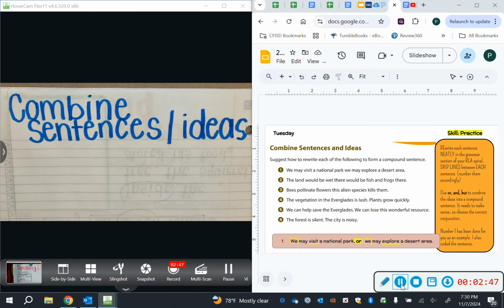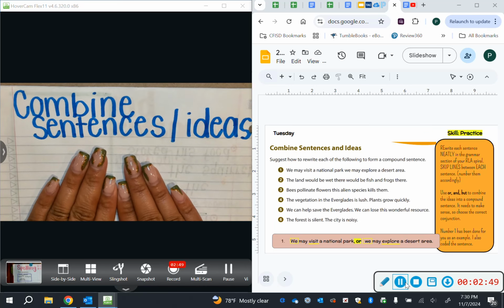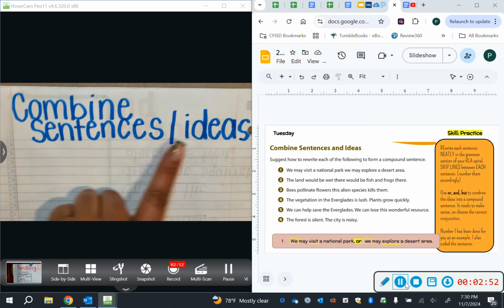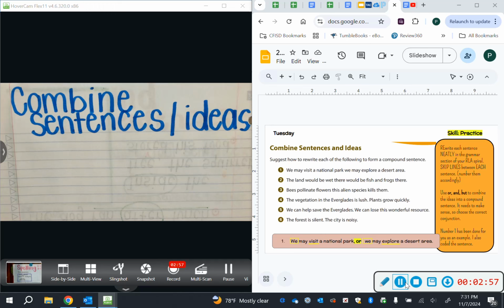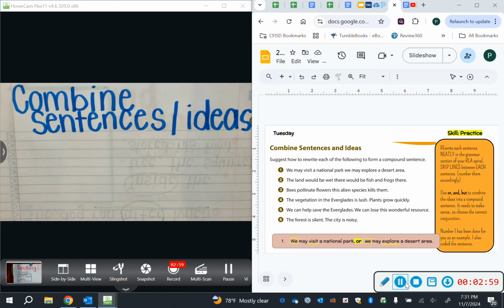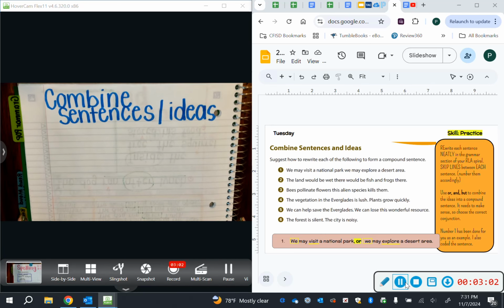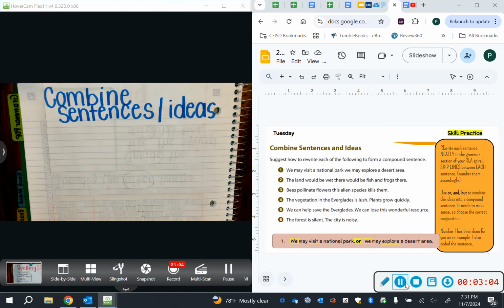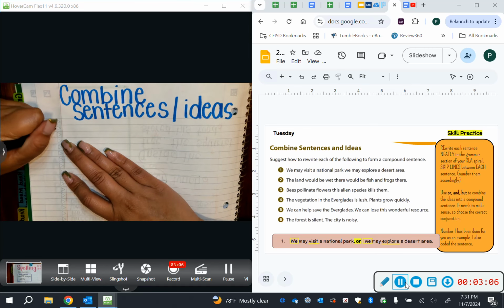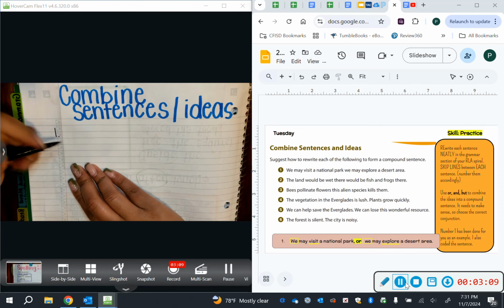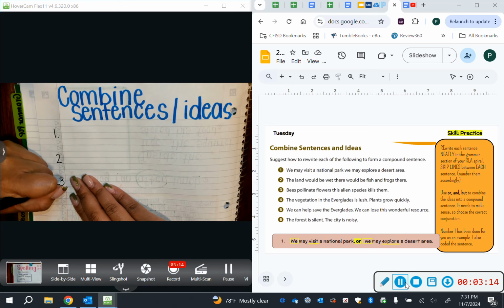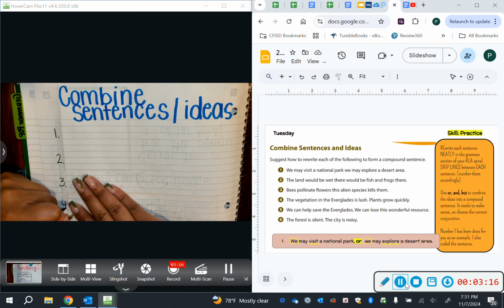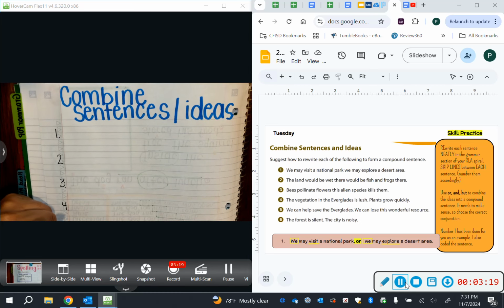Now that you're done copying the mentor sentence, turn to a clean page and title it Combined Sentences and Ideas. I want you to number your paper 1 to 6 and skip 2 lines in between each number. So let's go ahead and number our paper and skip 2 lines between each number. Okay, your paper should look something like this.